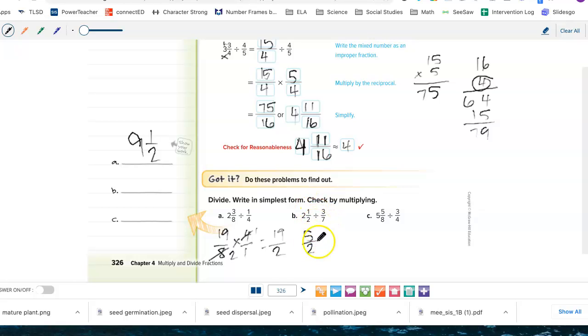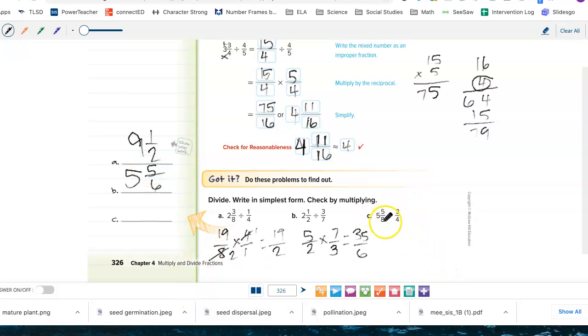This would be 4 plus 1 is 5/2. Keep, change, flip. There's nothing here I can simplify, so I'll just multiply across. I get 35/6. 6 can go into 30 5 times. I need to add 5 more to get to 35. Right? That's 30 and then 35. So 5 and 5/6.